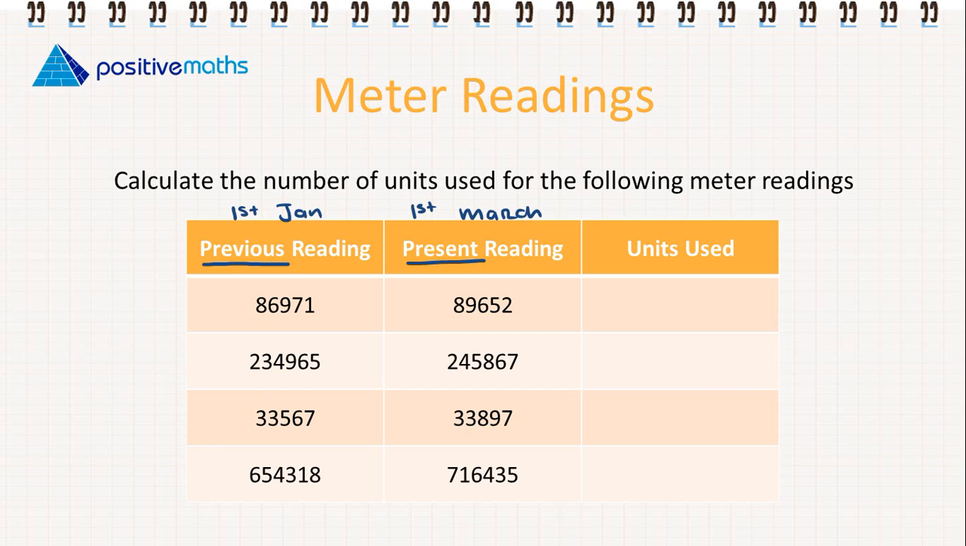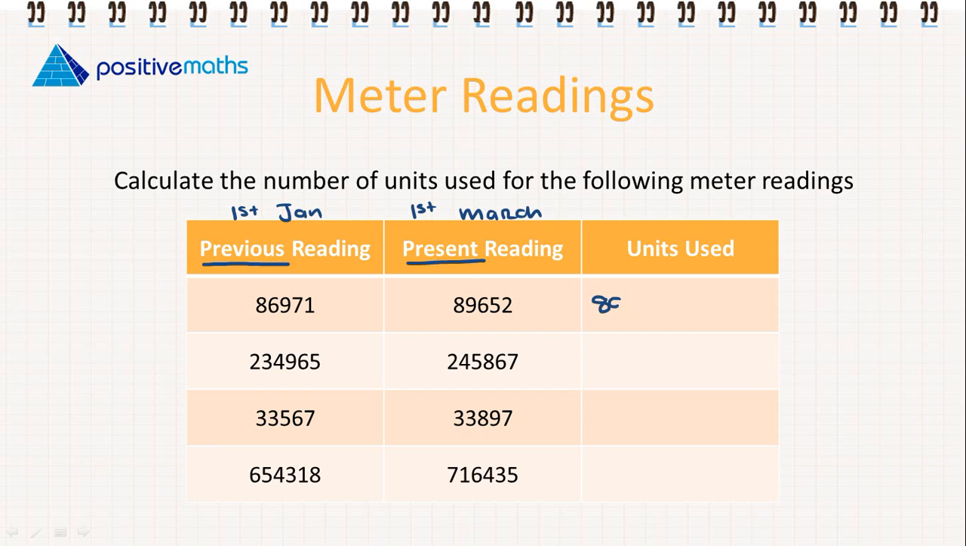The other thing that we just want to mention is a common mistake that people make. The common mistake is that they'll say the previous reading, the present reading, and they'll add them together. But that's not the case. The people would have already paid for these units used, so they just want to pay for the extra units used, so we don't add them together.